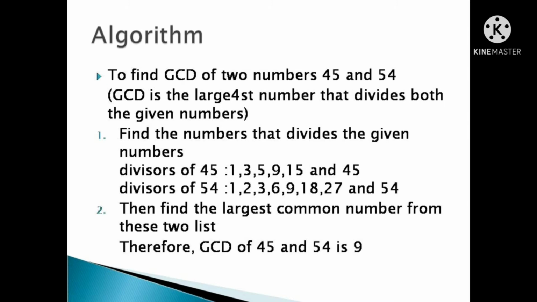The divisors of 45 are 1, 3, 5, 9, 15 and 45. Divisors of 54 are 1, 2, 3, 6, 9, 18, 27 and 54. Then find the largest common number from these two lists. Therefore, the GCD of 45 and 54 is 9.